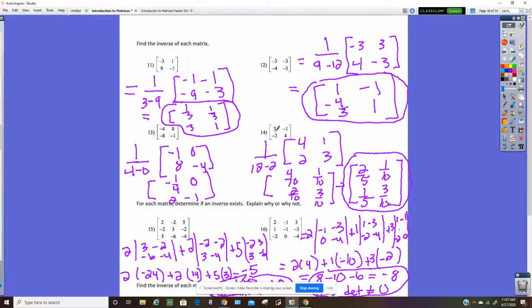Number 14, 12 minus a 2 is 10. And then switch these two. The opposite of negative 2 is positive 2. Opposite of negative 1 is positive 1. So 4/10, 1/10, 2/10, and 3/10. You can simplify a couple of those. 4/10 becomes 2/5, and 2/10 becomes 1/5. So 2/5, 1/10, 1/5, and 3/10.